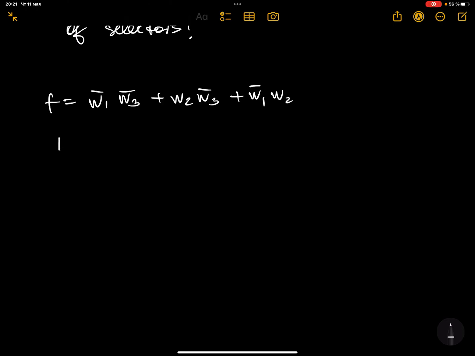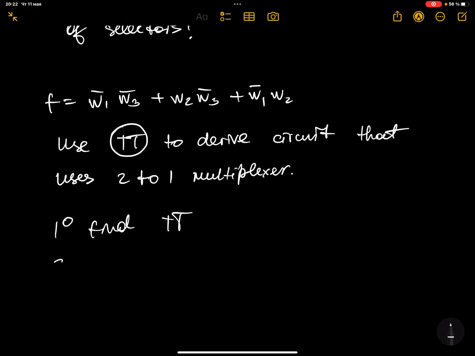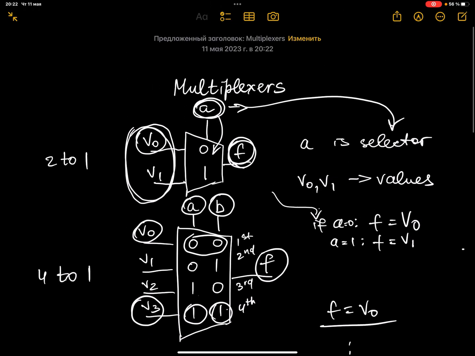Your task is to use a truth table to derive a circuit that uses 2 to 1 multiplexers. If you get this kind of question, firstly find the truth table and then implement the function based on the truth table using 2 to 1 multiplexers. So we're going to use this multiplexer.